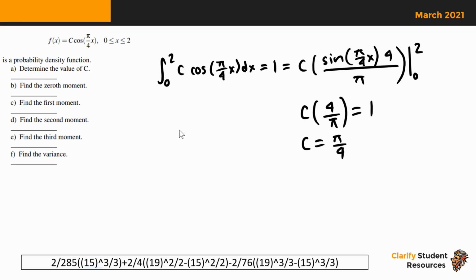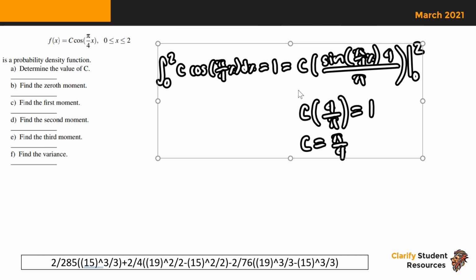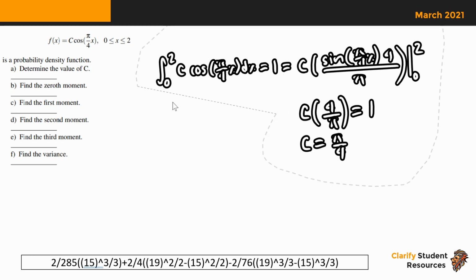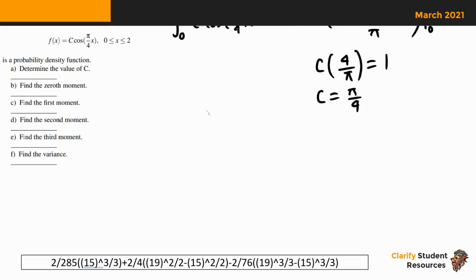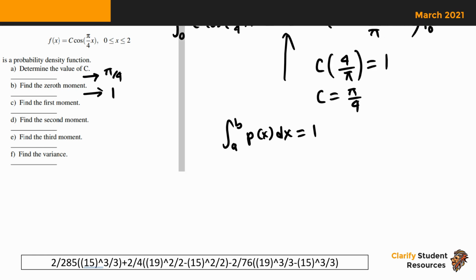All right, so for part B, we're going to have the 0th moment, and the 0th moment is basically what we just calculated, so it's just going to equal 1. So I guess that's a bit of a red herring there. But when you find the 0th moment, it's just integrating from a to b, over its range, p of x dx, right? Which we know is going to equal 1, like we've just shown here. So with c equal to pi over 4, this 0th moment is just going to equal 1. All right, let me just clear up this part first.